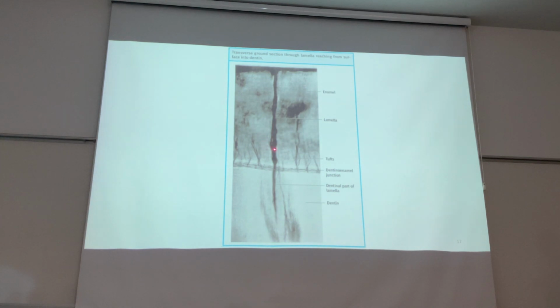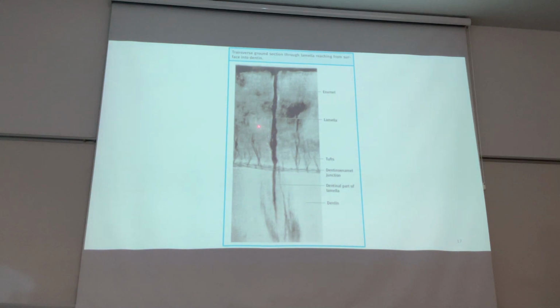Again, here you can see the lamella which start from the outer surface of enamel and continue into the dentin. Okay? And here you can see enamel tufts.